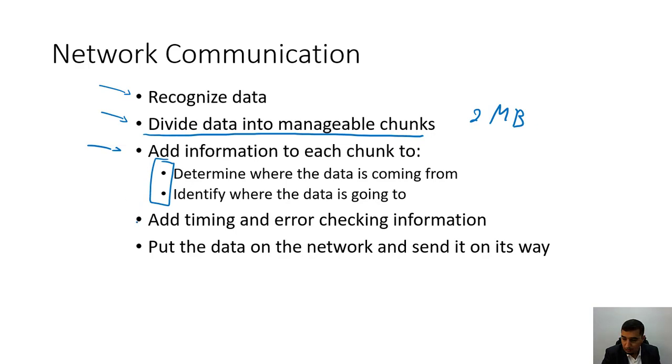Then we add timing error. Of course, when we are sending data, we basically put a timestamp on the data. The goal of the timestamp on the data is basically to see how long it took the packet to travel. Now the packet has a time limit. After that time it will be considered lost and it will be resent again. So it is very important to add a timestamp to the packet and then put the data on the network and send it away.